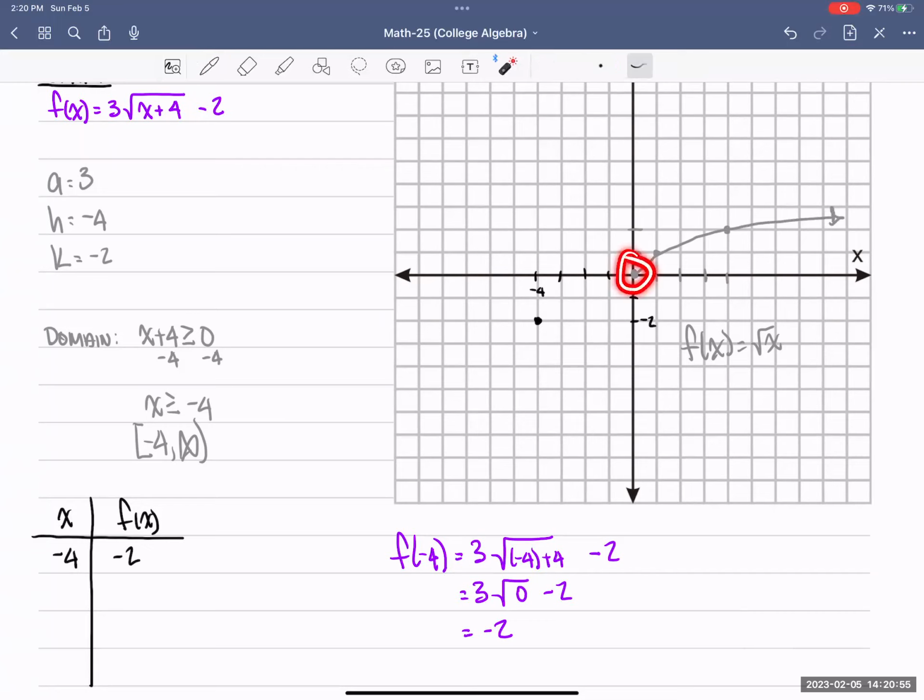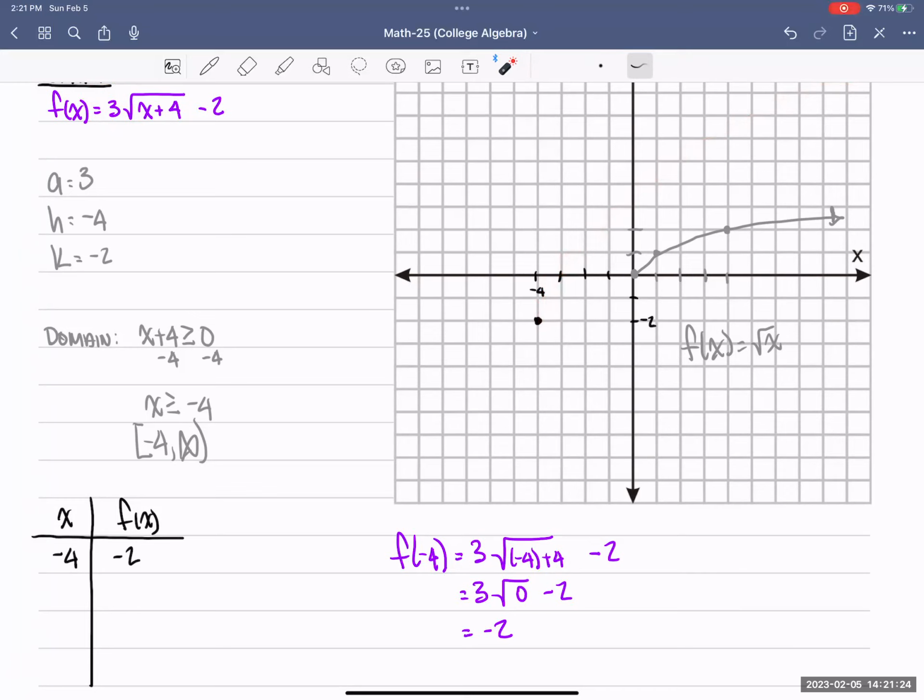And let's see what happened to this point here. We moved it left 4 units. So 1, 2, 3, 4. We moved it down 2 units, 1, 2. And that's exactly what happened to this point here. We shifted it this way. The rest of the graph is going to be multiplied by that 3, which is going to stretch it vertically. So stretching it vertically is going to have it take off a lot faster.